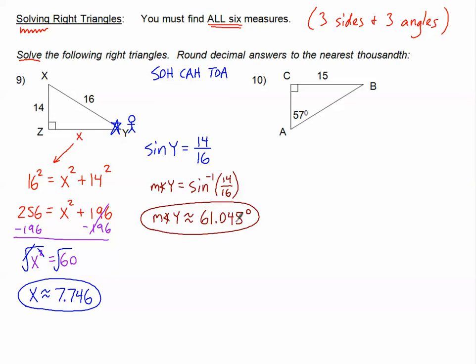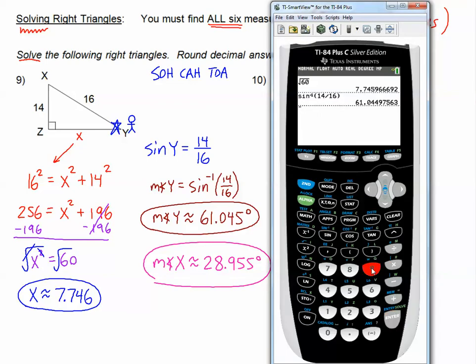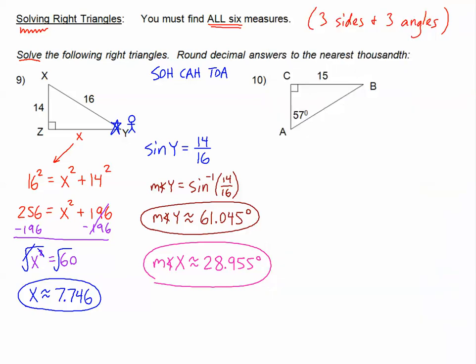I'm pretty much finished. I have one of my acute angles, and here it is. The other one will simply be 90 degrees minus that. So that's not that much work. I can do that in my head. 61 from 90 will give me 28.955. Maybe I shouldn't try to do that in my head. Maybe I should check that on the calculator. Let's do 90 minus my previous answer, and I get 28.955. It's always good to double check. So we solved this triangle. I gave you 3 pieces of information, and you found the other 3 pieces of information.